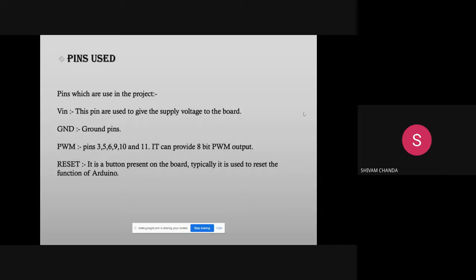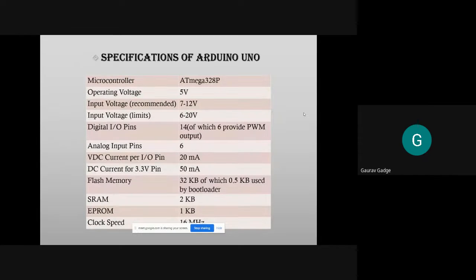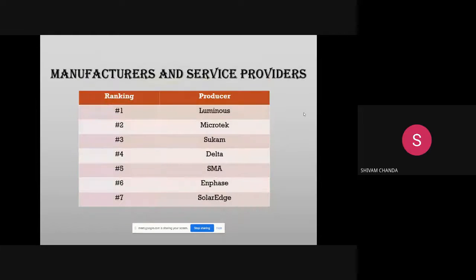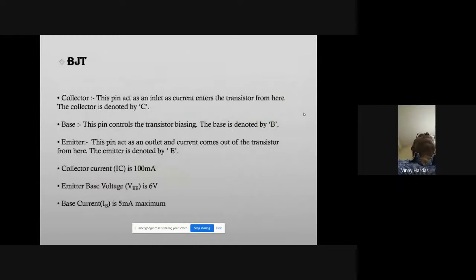Go over the slide. Sorry, sir. Next slide. Yes, sir. Just go for the conclusion if possible. Yes, sir, for the conclusion.